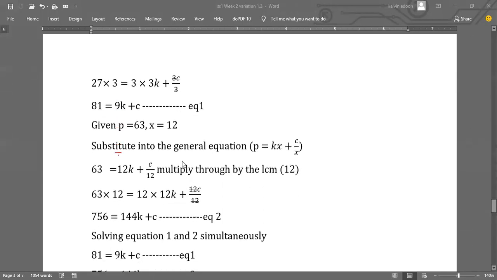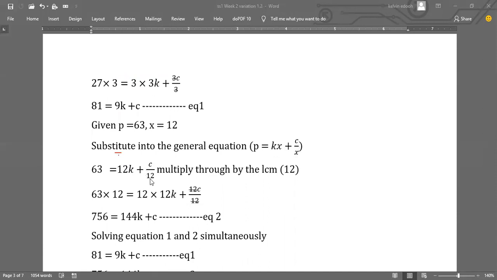The second one, now we're going to use the second pair of equation 2. They are told that P is 63 and X is 12. So we're going to substitute into the general equation. We'll be having P, 63, equals K times X, and X is 12. So we're having 12K plus C over X, and X is 12.